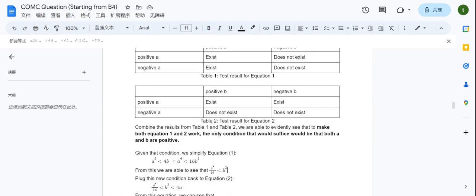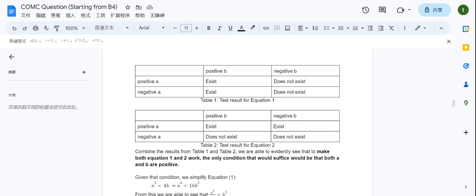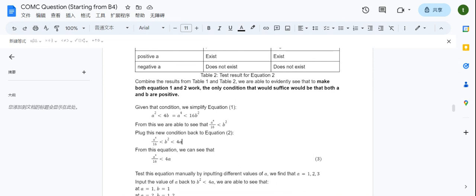So therefore, you can see from the table that equation 1 would only work when a is positive and b is positive. And in equation 2, the equation would only work when a is positive and b can be both positive and negative. So combine this and this. We're able to see that the only grid that touches both of them is positive a and positive b. Only positive a and positive b would exist in both equation 1 and equation 2. Okay.